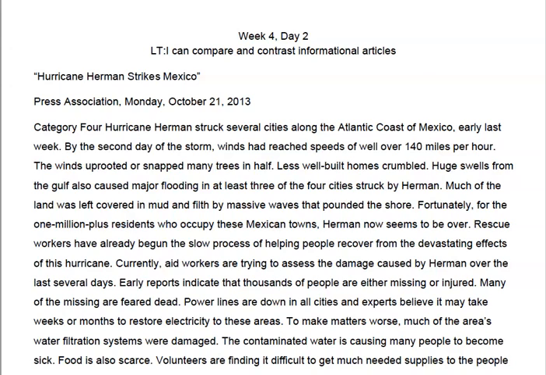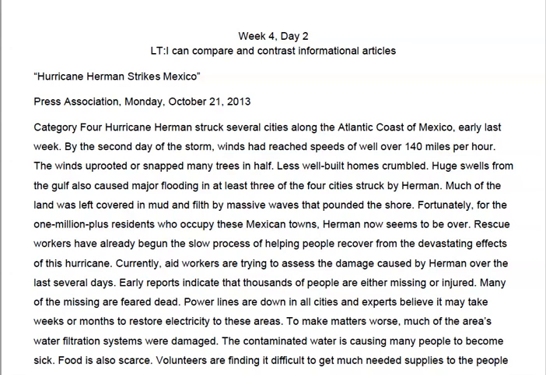The name of our article is Hurricane Herman Strikes Mexico, and the text format is from the Press Association from Monday, October 21st, 2013. So again, this is just telling us our source, where we got it from. So, Category 4 Hurricane Herman struck several cities along the Atlantic coast of Mexico early last week. By the second day of the storm, winds had reached speeds of well over 140 miles per hour. The winds uprooted or snapped many trees in half. Less well-built homes crumbled. Huge swells from the Gulf also caused major flooding in at least 3 of the 4 cities struck by Herman. Herman again is the name of the hurricane.